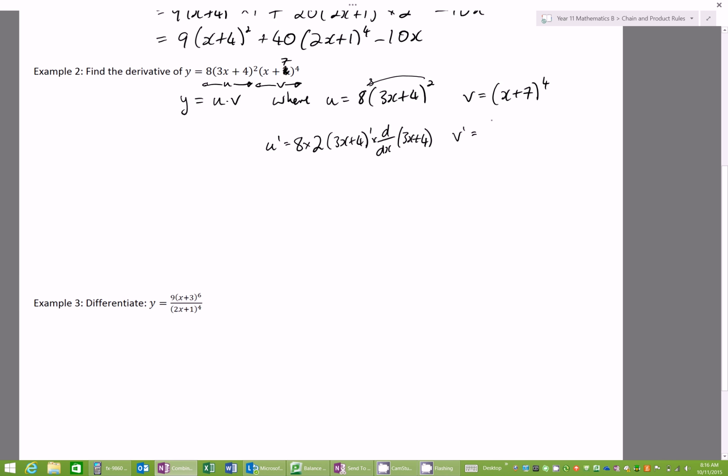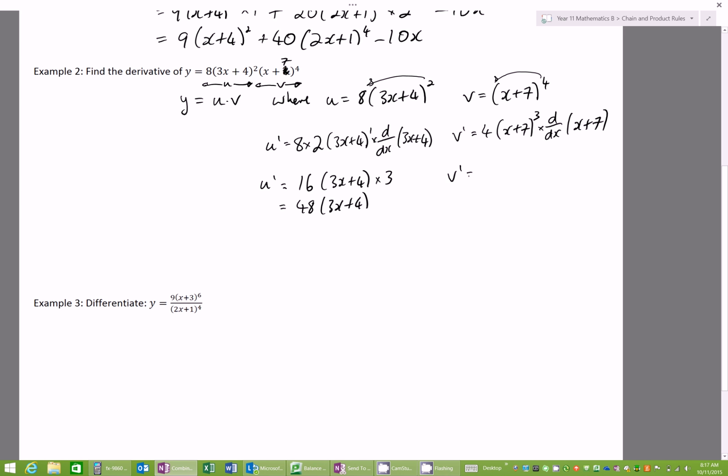Okay, so v dash will be the same thing, multiply by the power, so 4 times 1, x plus 7 to the power 4 minus 1 is 3, times the derivative of x plus 7. Should be able to find what u dash is. We've got 16, 3x plus 4, and multiply everything here by 3. So my u dash will be 48, 3x plus 4. We'll just leave it like that. We'll see why in a moment.